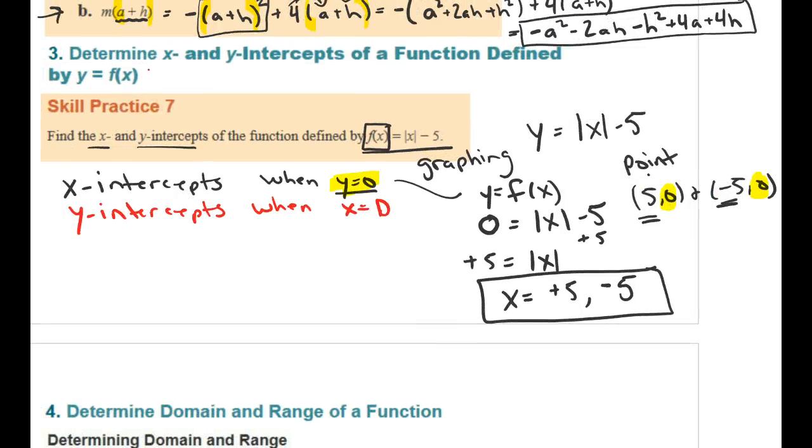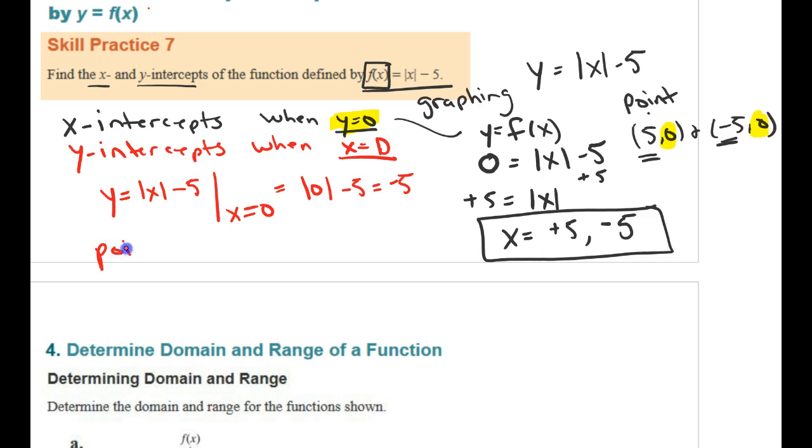And then looking at our y-intercept, it's when x is 0. So when y equals absolute value of x minus 5, I'm going to plug in when x is 0. So that's going to be the absolute value of 0 minus 5, which is minus 5. And that gives me the point 0, minus 5, right? And we said the y-intercept is when x is 0. So our x component is 0. What is our corresponding output? When I plug 0 into the function, I get minus 5.